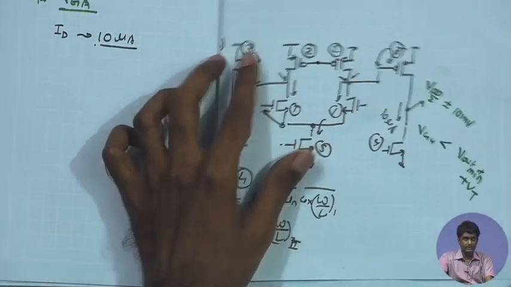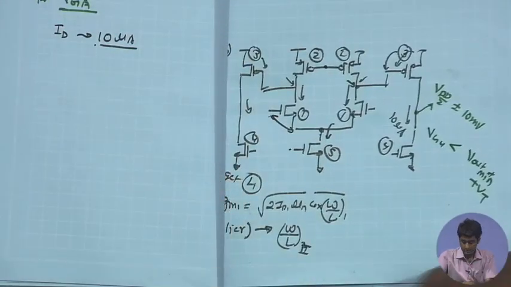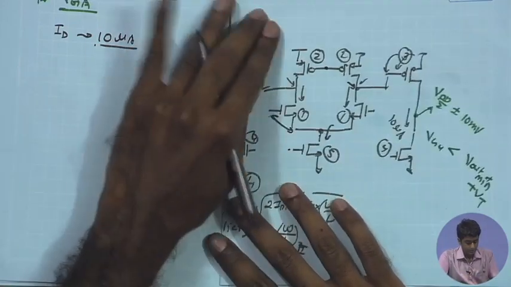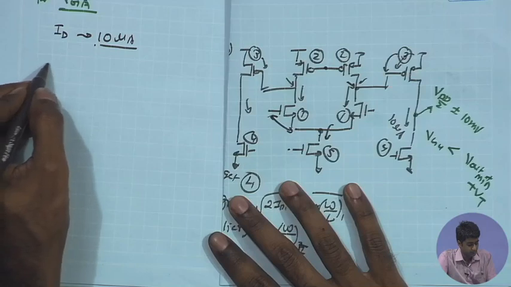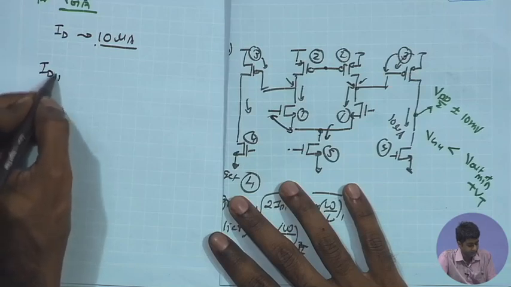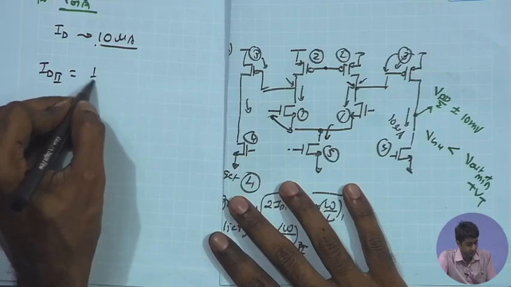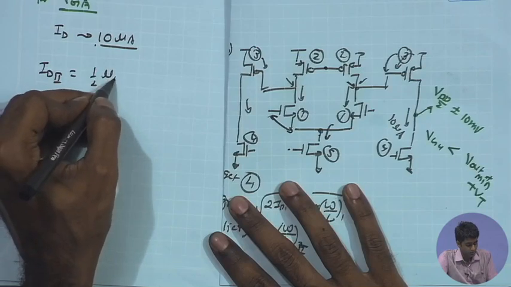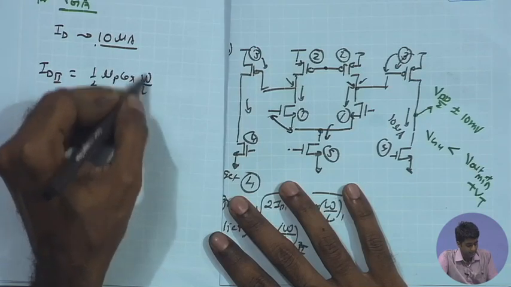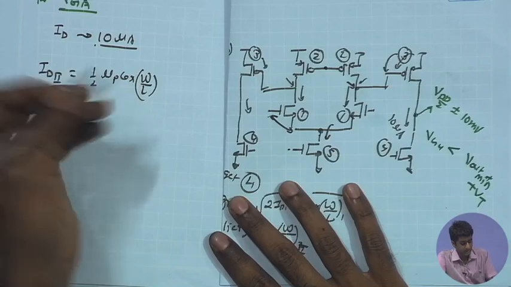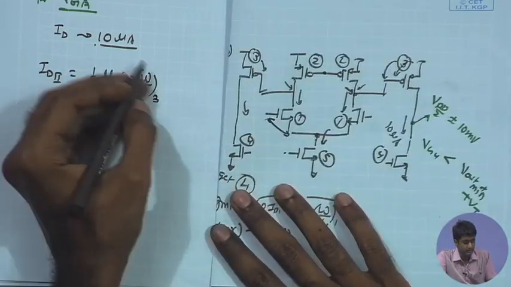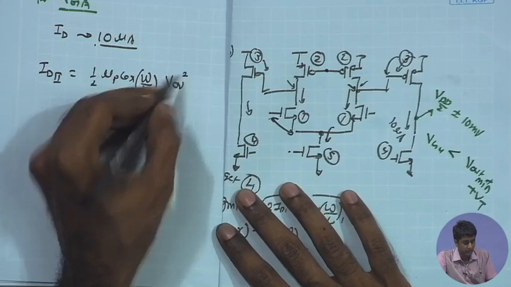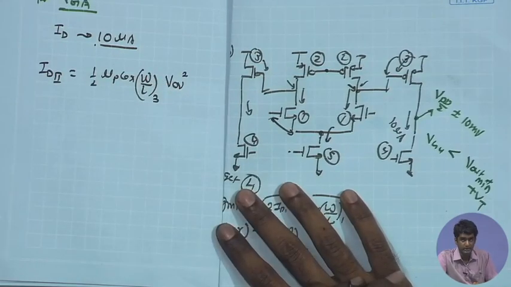Keeping the amplifier circuit side by side, let us look at the V overdrive of M3 and M4, both of them. I can write down ID of the second stage is equal to 1 upon 2 mu P COX W by L3 (I have marked it as M3) times V overdrive square, which is VSG minus mod VT of this.